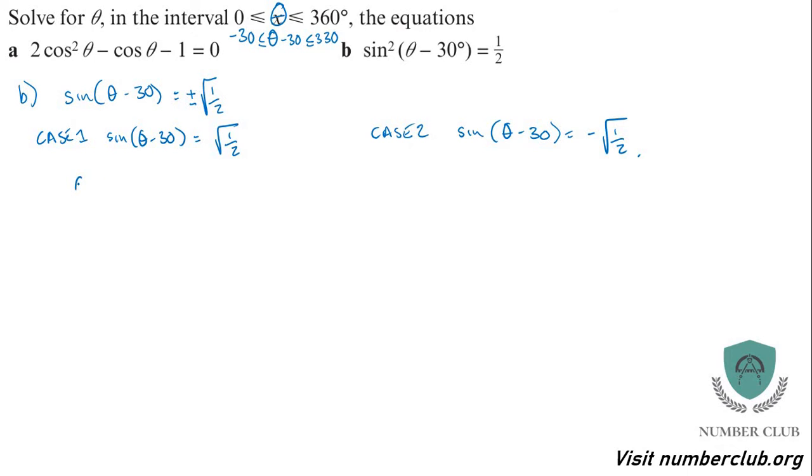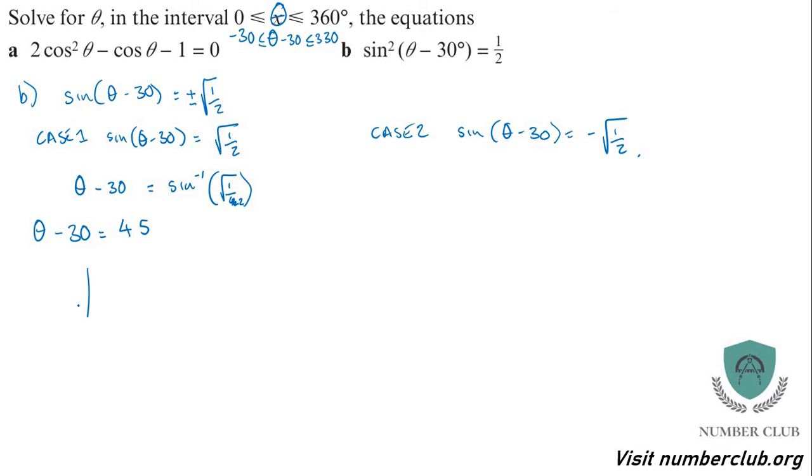So we've got theta minus 30 is going to equal inverse sine of root 1/2. Okay, and so theta minus 30 will equal, let's find out. We've got inverse sine of root 0.5, which comes out as 45. Whoops, I've written a quarter there. Comes out as 45.